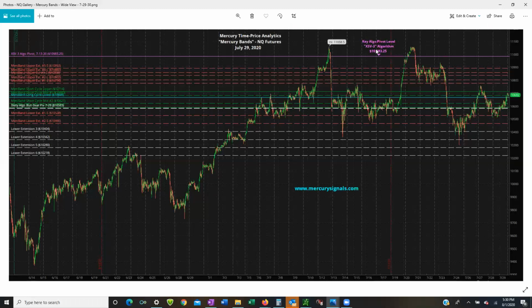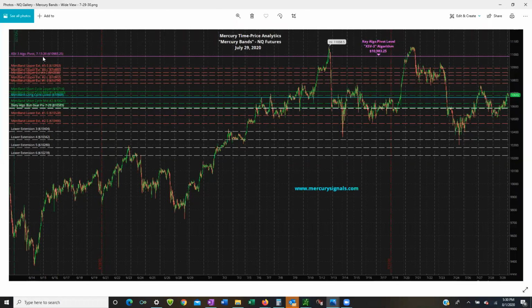Also, this level here, you can go back and look at my Twitter feed. Go back to 7/13. And price was trading right about here. And I posted on Twitter, watch this level at 10,983. It's a very special algo. I call it the XSV3. There's a reason for that, which is not important.